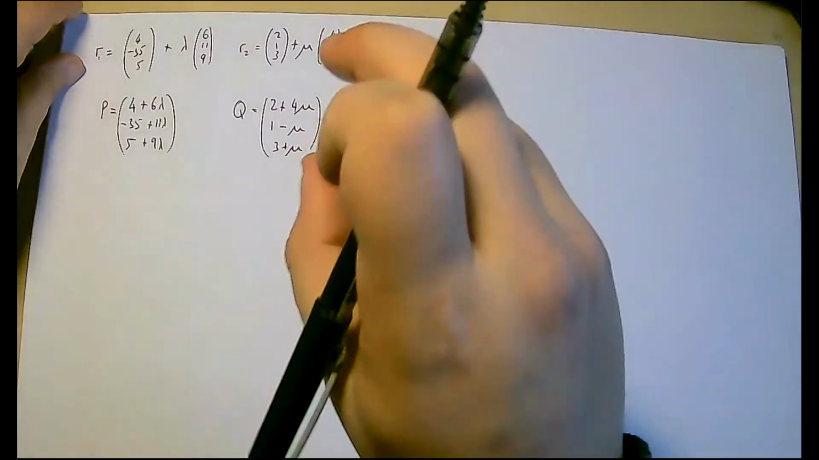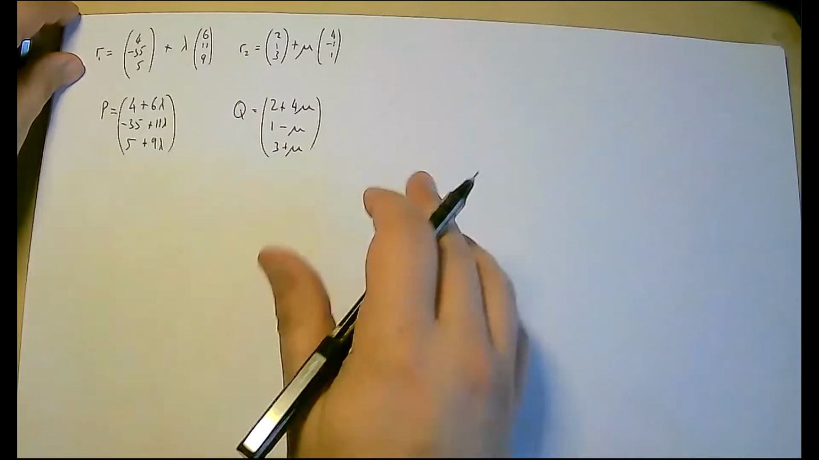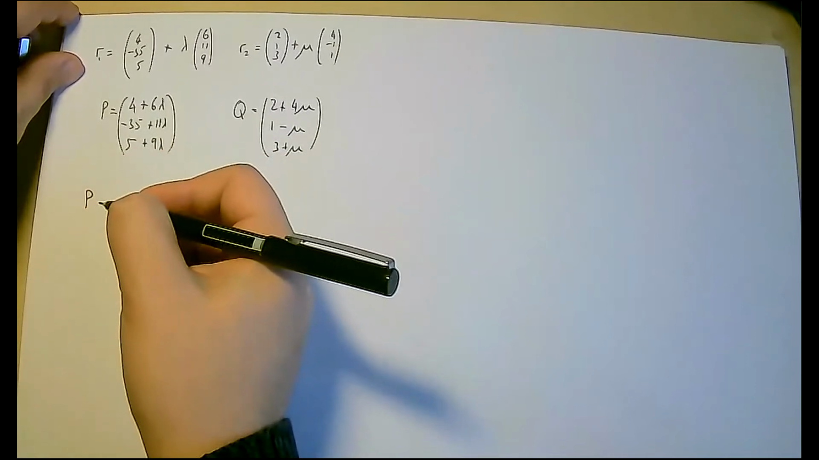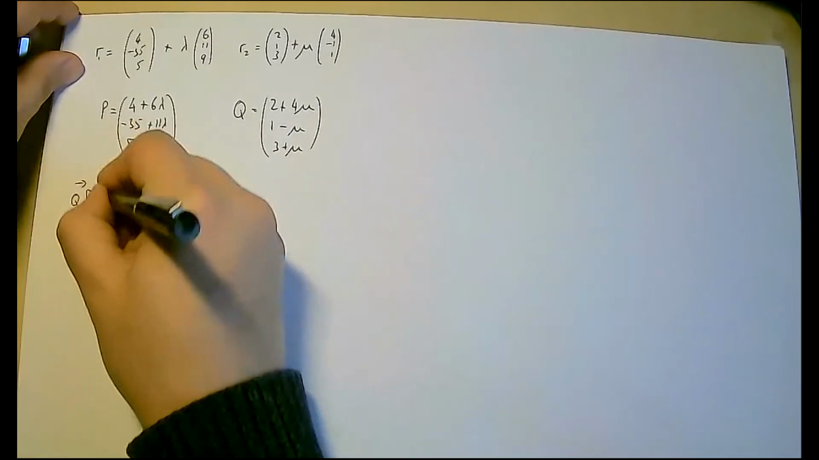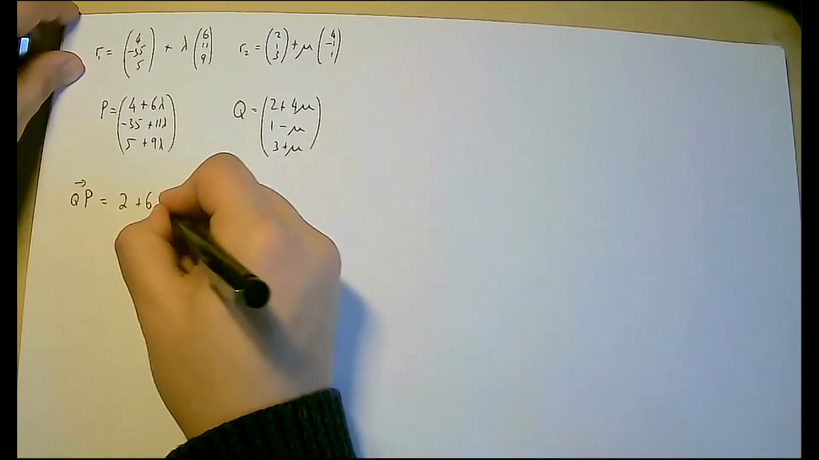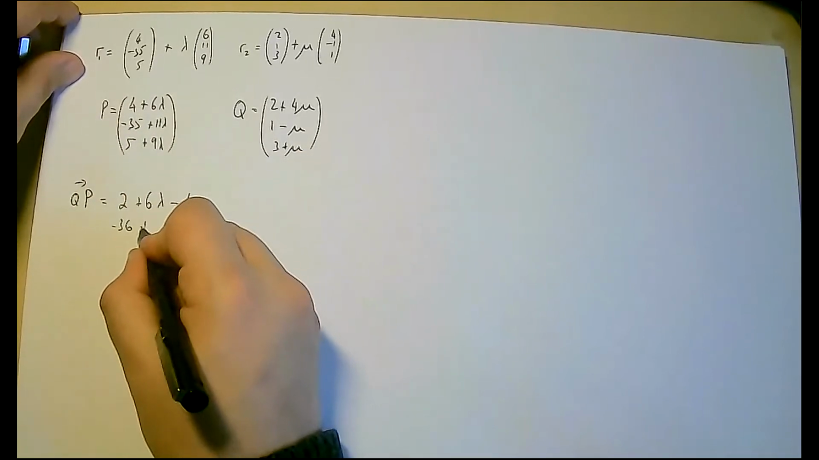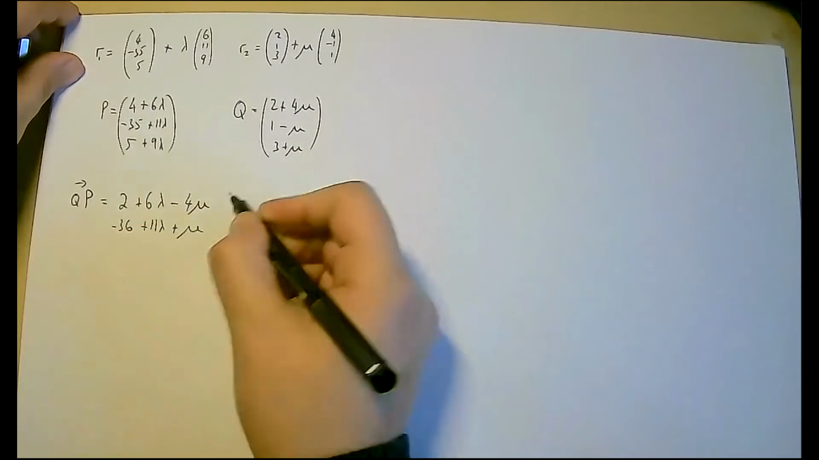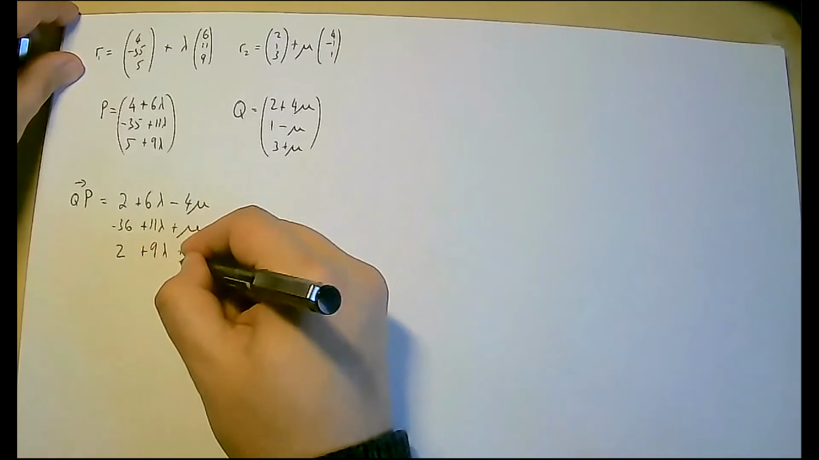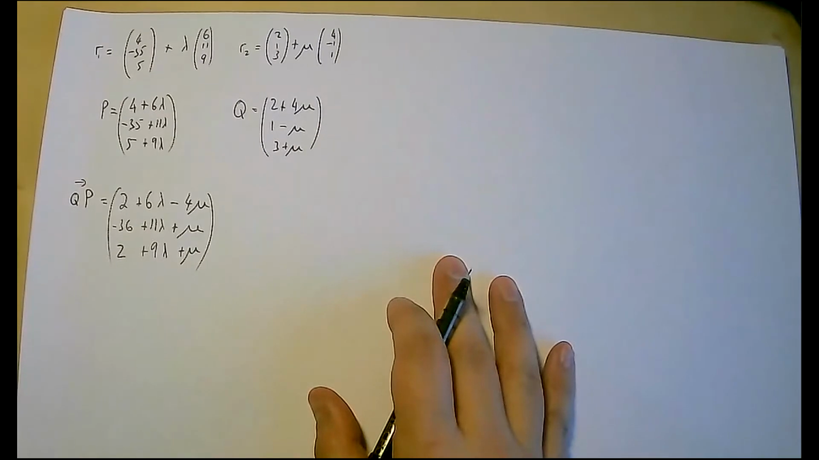Now, we want to find the vector between them, which was that green bar on the diagram. So the vector between them is going to be P take Q, or Q take P. If I do P take Q, it's going to be QP that I'm going to find. So P take Q is 4 take 2 is 2 plus 6λ take 4μ. Negative 35 take 1 is negative 36 plus 11λ plus μ. And 5 take 3 is 2 plus 9λ plus μ. That's a pretty gnarly looking vector, but it is just a vector.